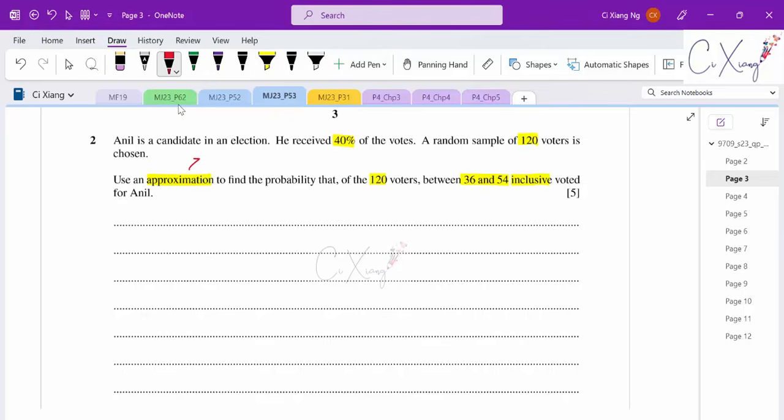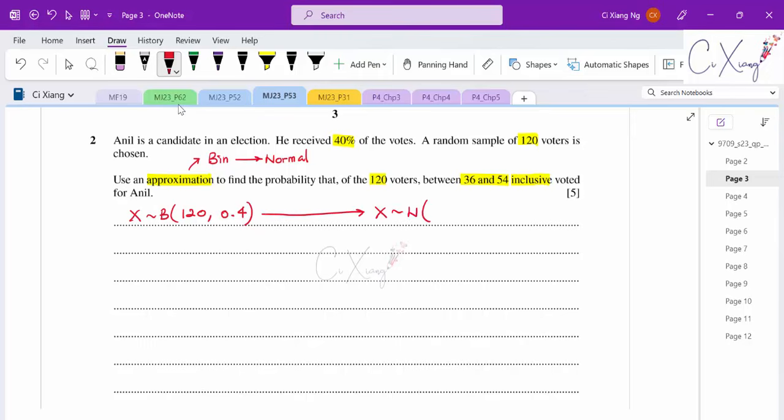So in AS level, in step 1, we only have one type of approximation, where we change the binomial to a normal distribution. Which means the original distribution for this question is actually binomial. All right, so let's say X is the number of voters, and we have 120 voters at first, and the percentage that received the vote is 40%. So I have p as 0.4. Since they tell us clearly that we need to use an approximation to find the probability, you have to change binomial to normal distribution.